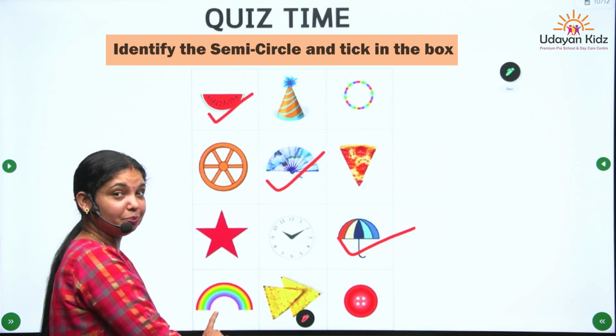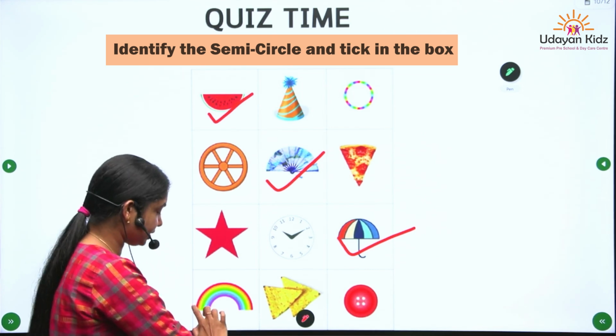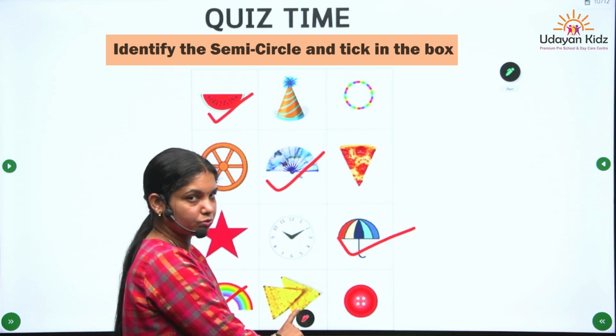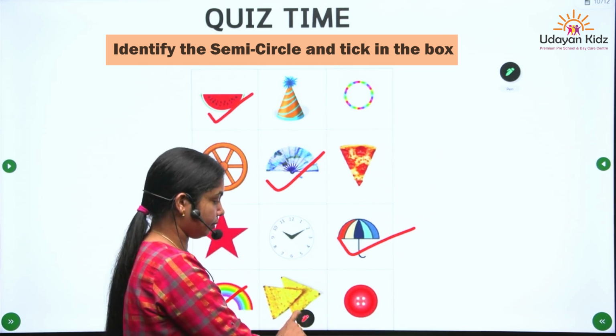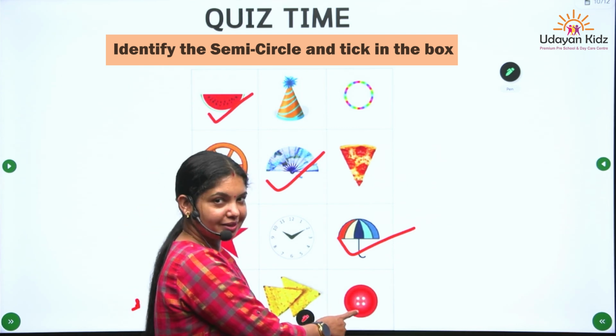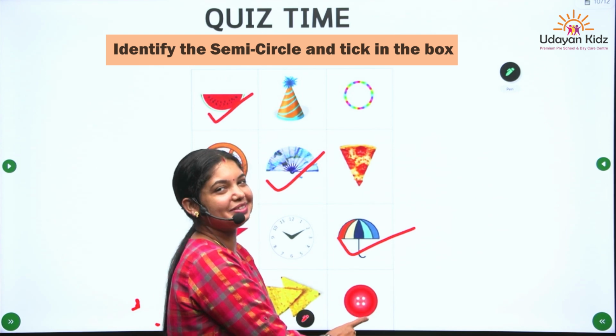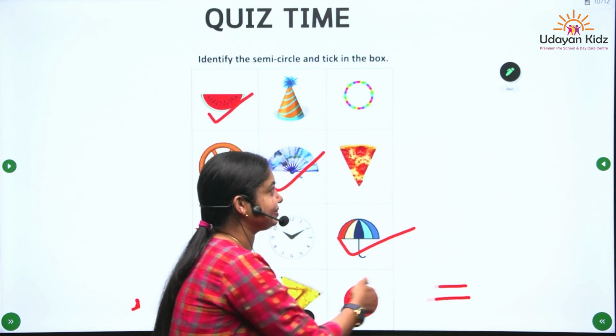This is a rainbow. Rainbow semicircle shape. This semicircle? This is a triangle shape. This semicircle? No. And which shape is this? Circle shape. Very good, children.